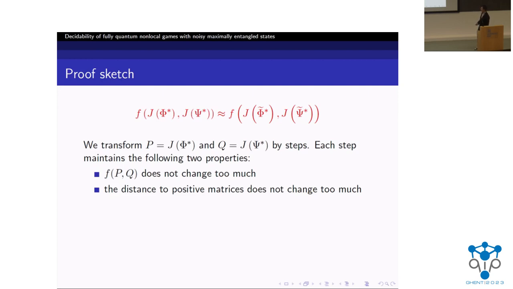First, FPQ does not change too much. Second, the distance to positive matrices does not change too much. At last, we will use a triangular inequality.